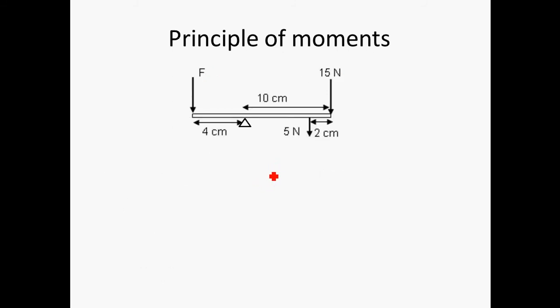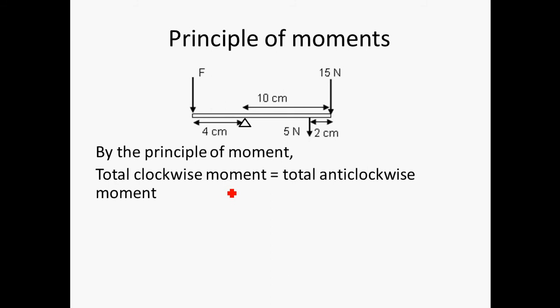Now, second example. What if in this case there are more than one force? There are two forces here and one F here. So how do you find the unknown F? In the same way, first of all, you need to write down the statement. After you have written down the statement, you know that this 15 Newton and this 5 Newton both are clockwise moments, right? So you have two clockwise moments and one anti-clockwise moment. So you need to sum up all the clockwise and all the anti-clockwise moments.